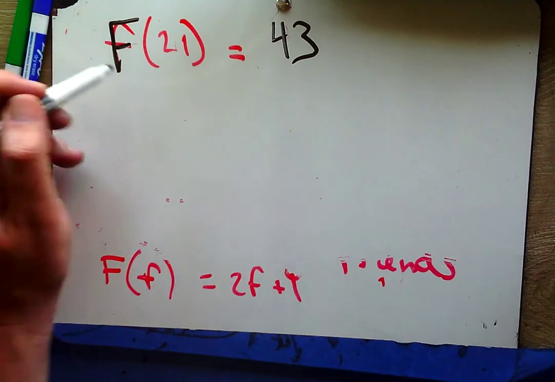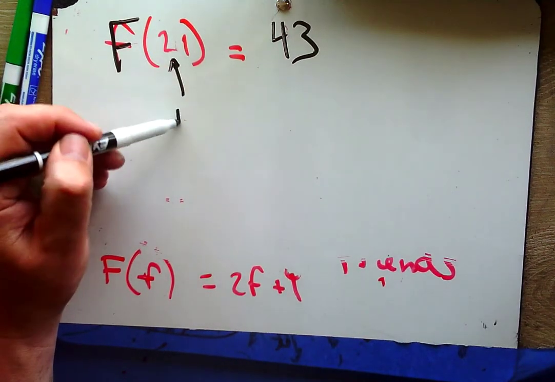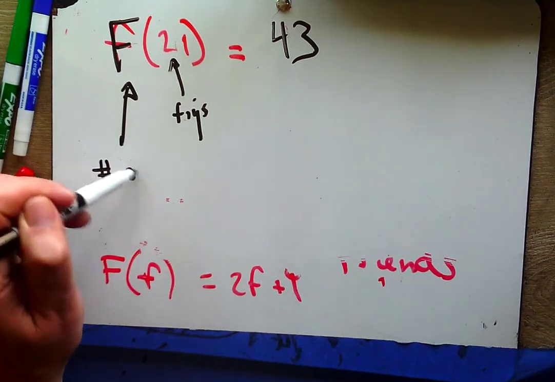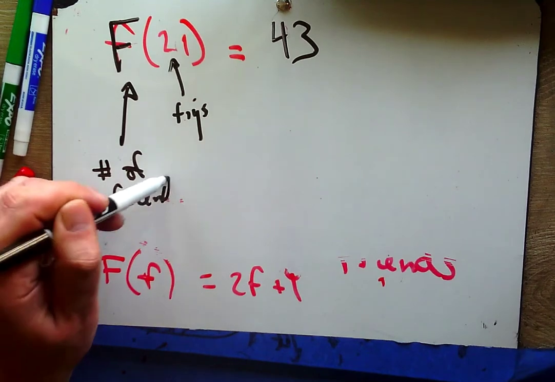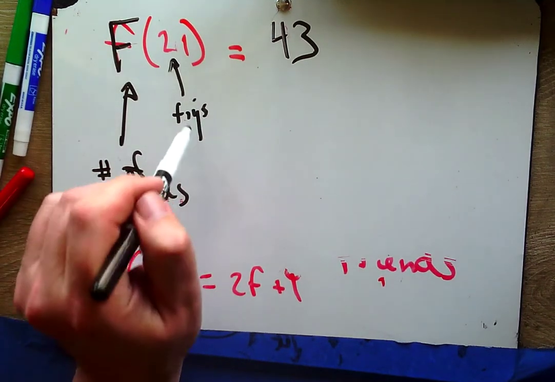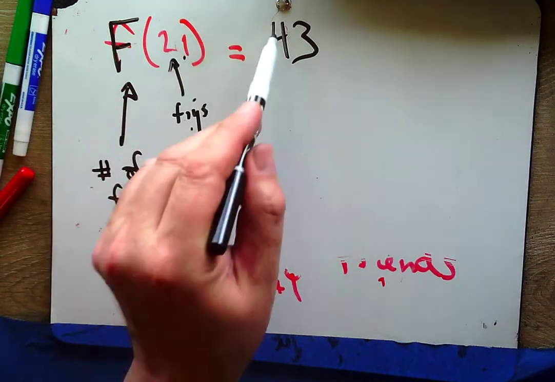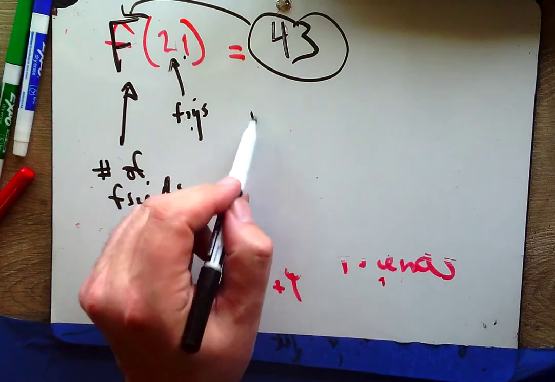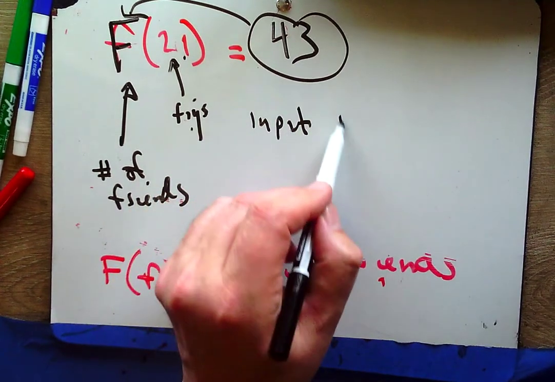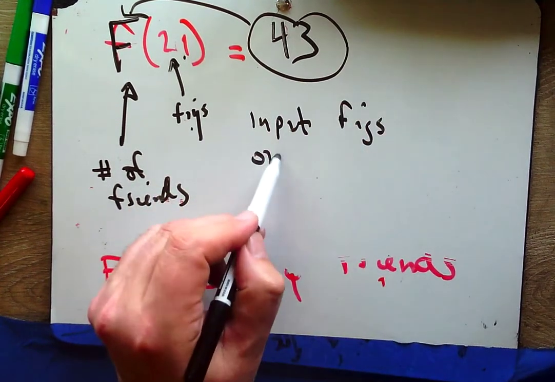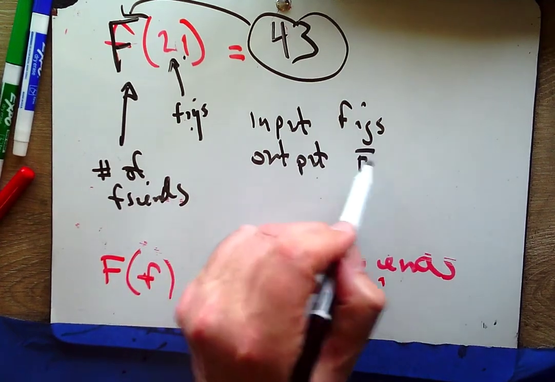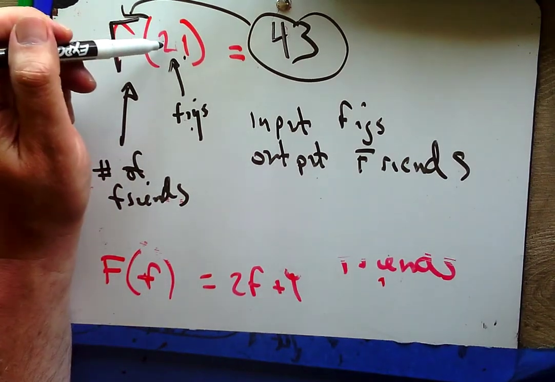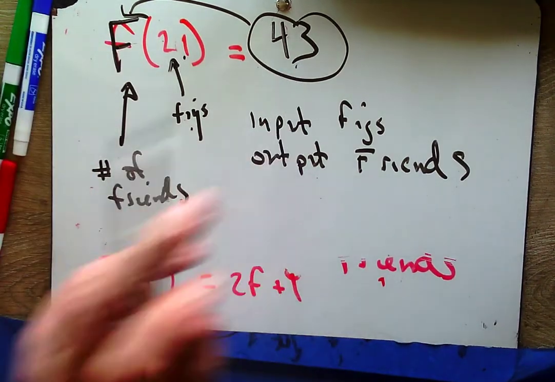Well, we know that the input here is figs. And we know that the output is the number of friends. So, when I have 21 figs, I will have 43 friends. Input figs, output friends. Okay? If I have 21 figs in my haversack, I have 43 friends.